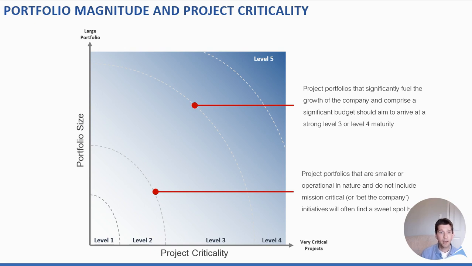Size-wise, portfolio size or magnitude could be budget. It could be the size of projects. It could be working across multiple departments. It could be even working across multiple countries. There's a number of factors that play into portfolio magnitude. But when you're considering your target state maturity, it's very useful to consider how important are our projects, and let's be honest, how important are they? If our company is jeopardized if they fail, those are important and far more critical. If we've got a large portfolio based on budget or geographic location, higher size, also more need for portfolio management discipline.